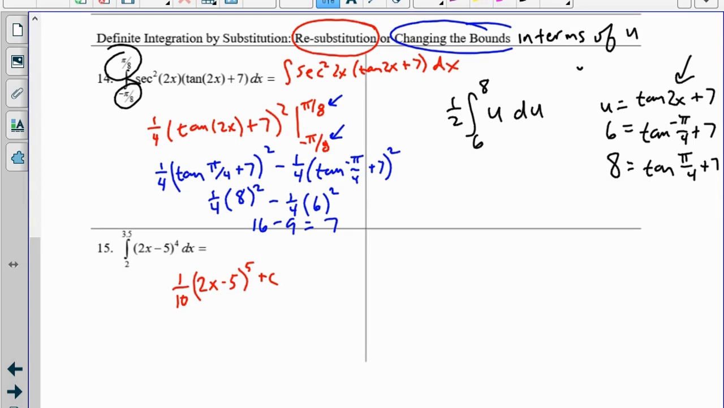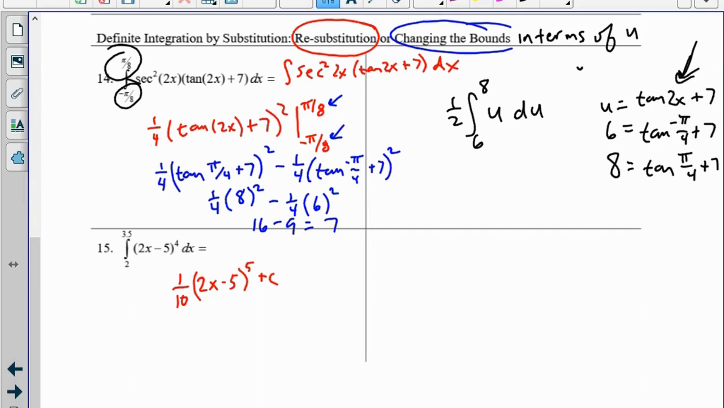Essentially, these two things do the same thing. One is taking the negative pi eighths and substituting it in at the beginning. The other one is taking the negative pi eighths and substituting it in at the end. Sometimes there's a multiple choice question on the AP test where they ask you to change the bounds in your u substitution. But other times you can just choose which method you like best.